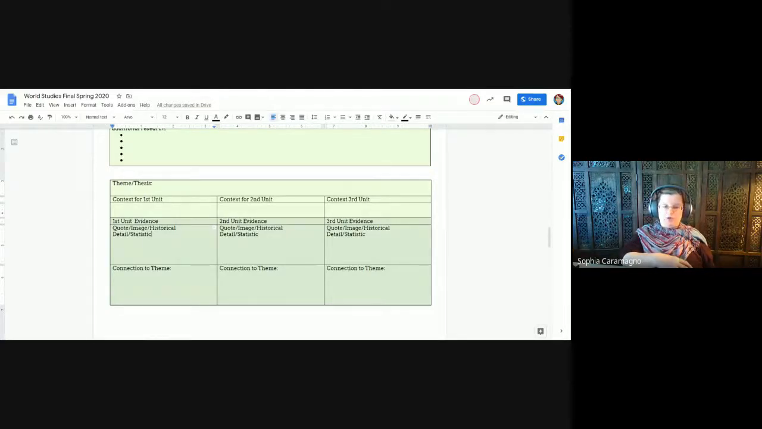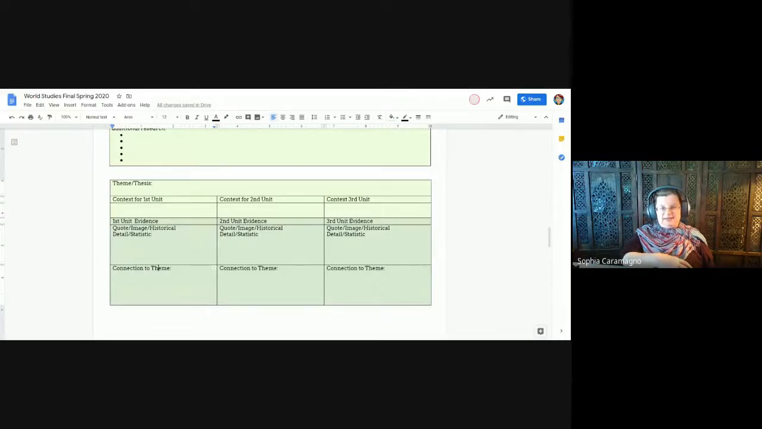It could be a quote from a primary or secondary source, an image, which is a different kind of primary source, a historical detail, a statistic, a specific piece of information. It doesn't have to only be a quote. Evidence can be any historical, specific, accurate piece of information from your research.